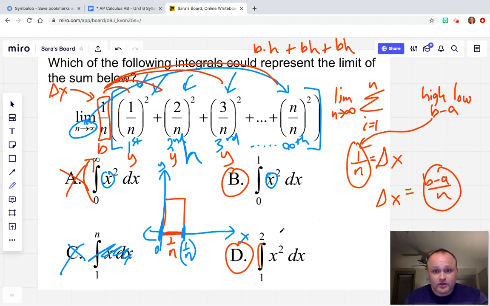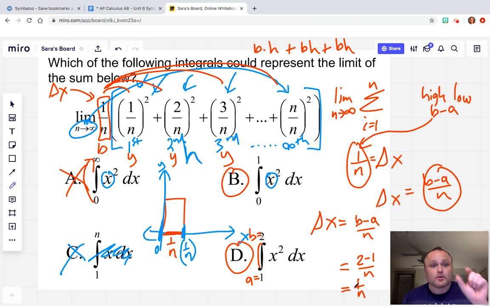Okay, so again, that equation is, let's say a is 1 here, b is 2. The equation for delta x, aka the width of each subinterval that are equal length, is going to be the high minus the low over how many n's you have. So the high is 2 minus the low of 1 over n. This would have a width of 1 over n per each jump. And that's shown right there, this very first thing here. And it works for B or it works for D, okay?